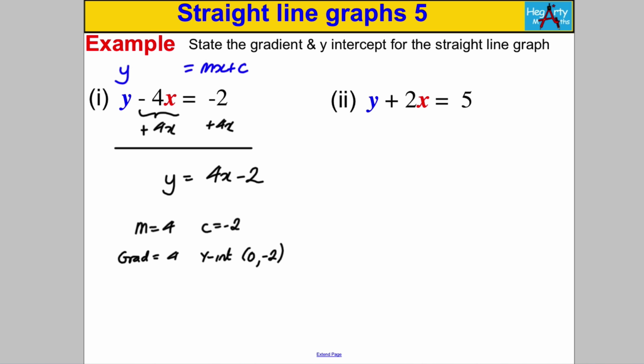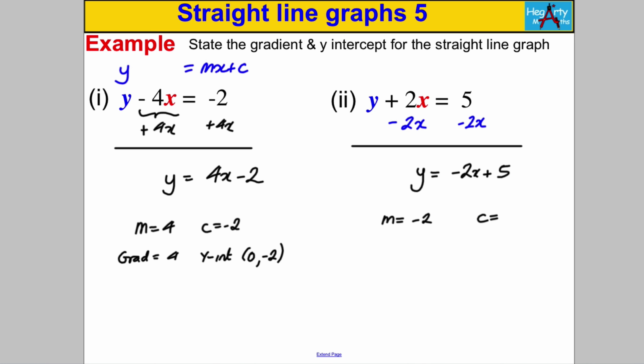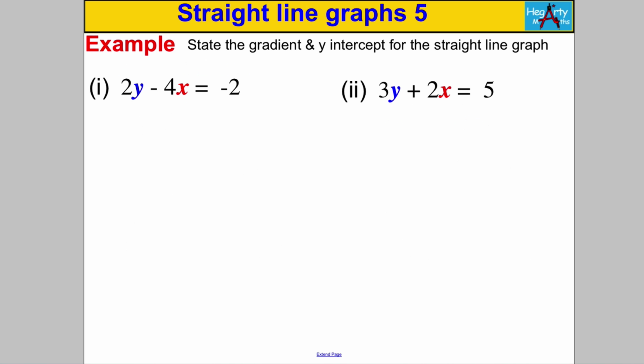What about this one? Well, I've got add 2x here. y add 2x is equal to 5. So what I'm going to do is subtract 2x off both sides, in order to make y the subject. And therefore I'm going to get y is equal to -2x, and that 5, you can think of it as positive 5, like that. Therefore m in this case is -2, and c is going to be 5. So we can state that the gradient is -2, and the y-intercept is going to be 0, 5, and we're done. Right, try some more. Pause the video, have a go.